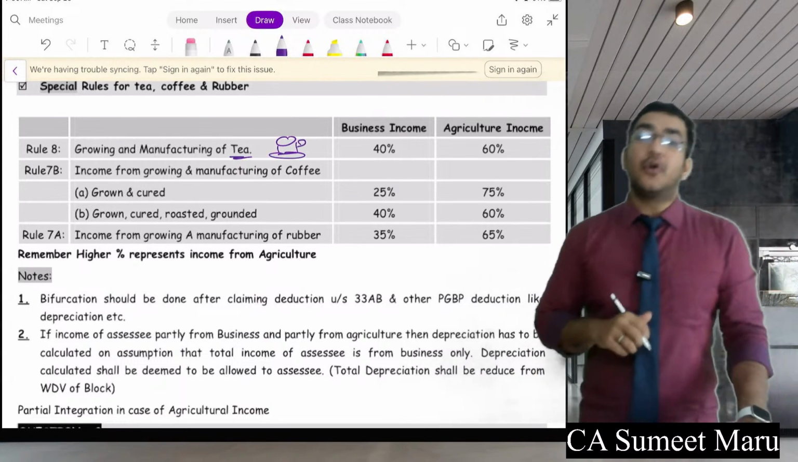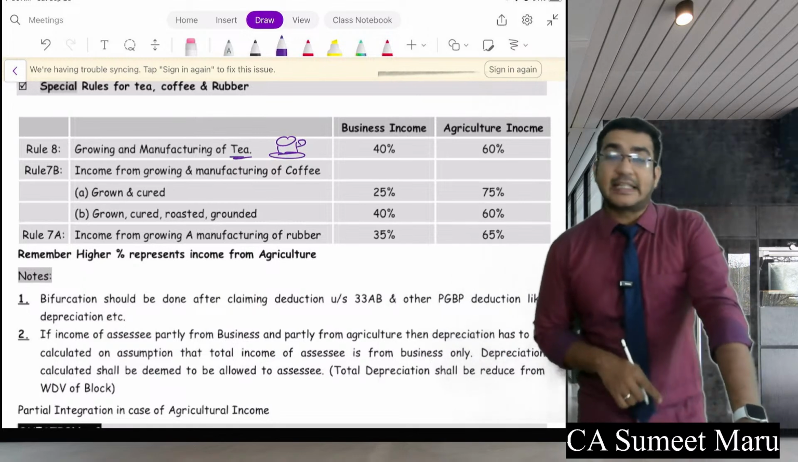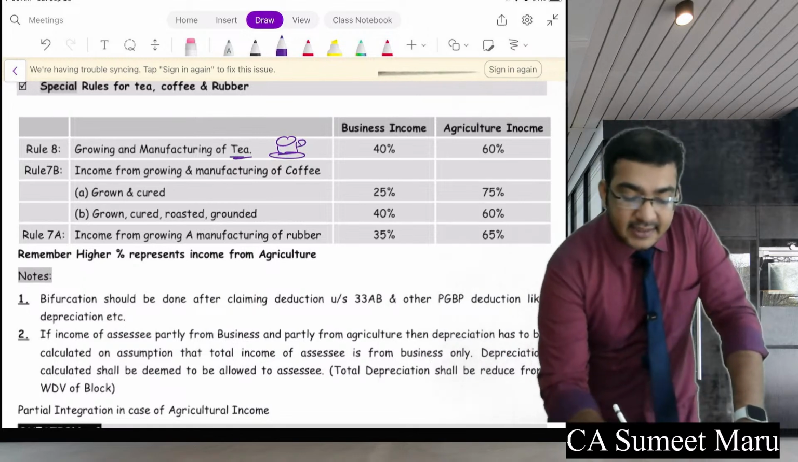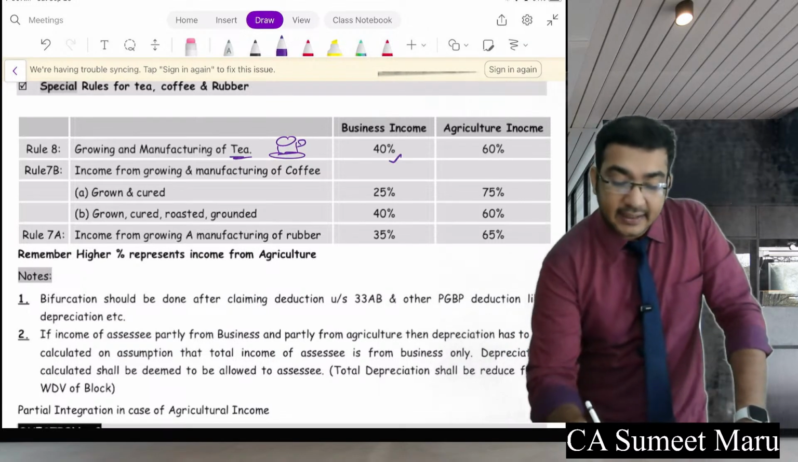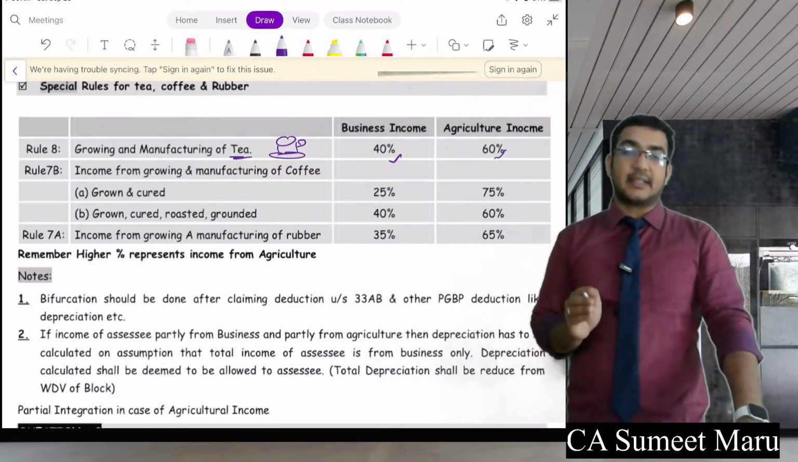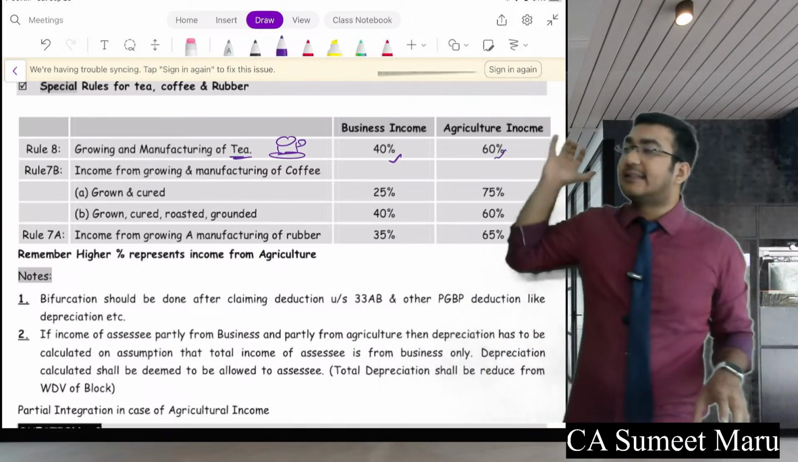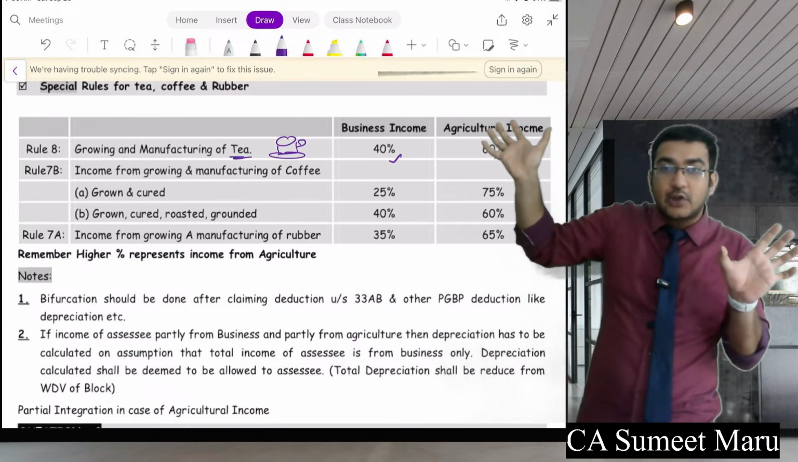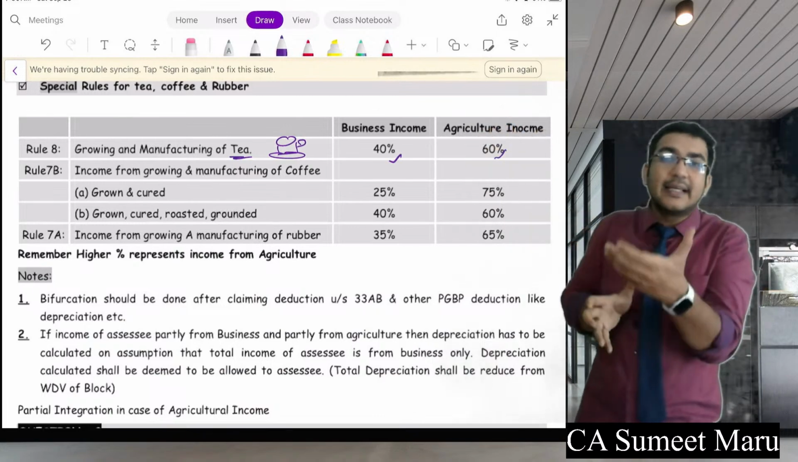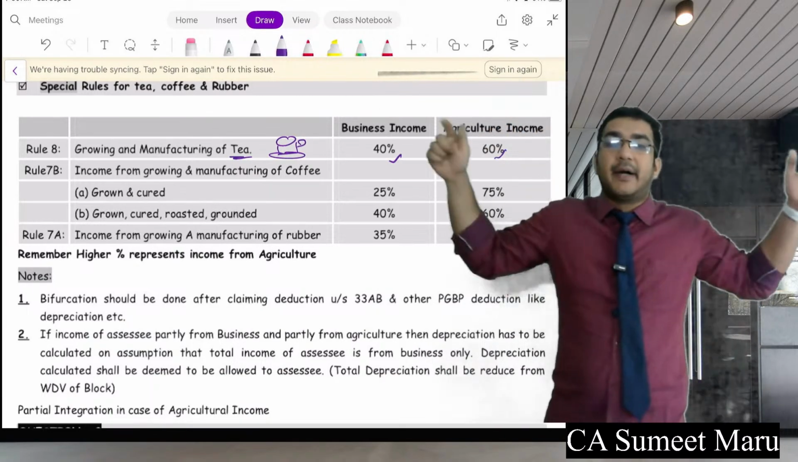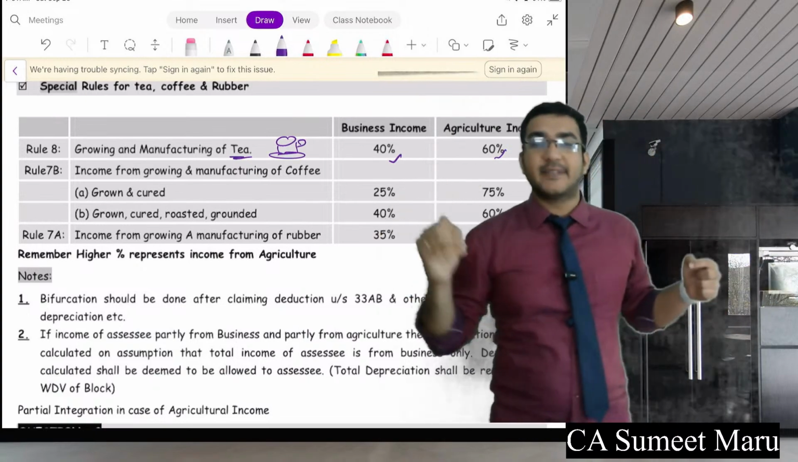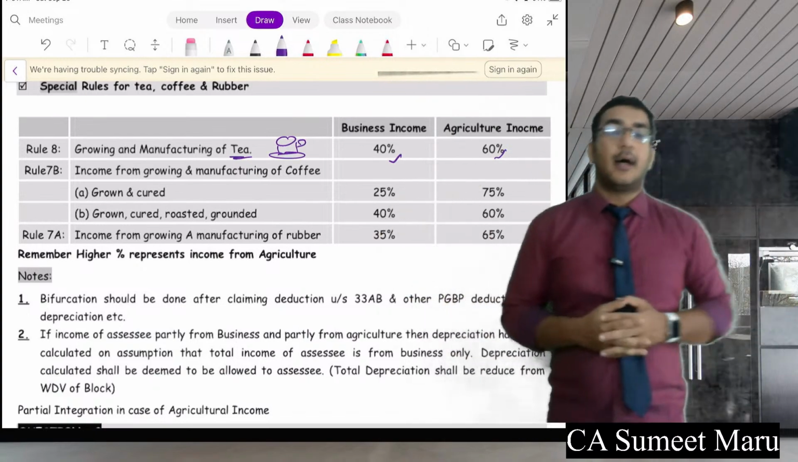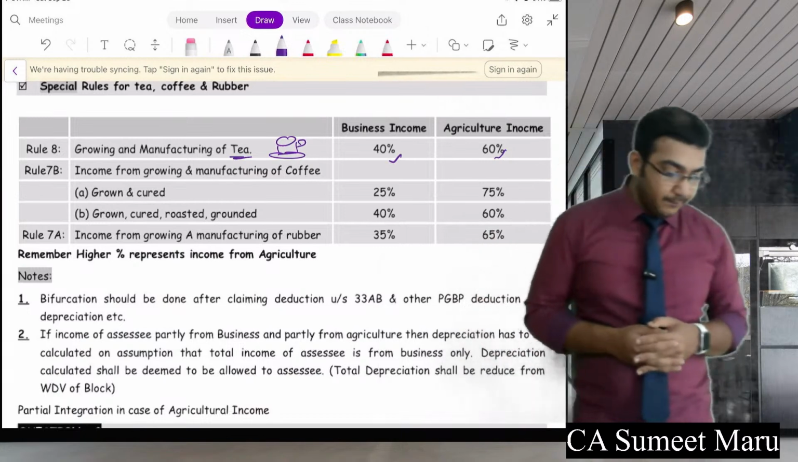If you grow and you manufacture tea, in that case business income is 40% and agriculture income is 60%. So you will see final sales value and cost of making it. The difference is the income. This total income will be divided into 2 parts: business income 40% and agriculture income 60%.